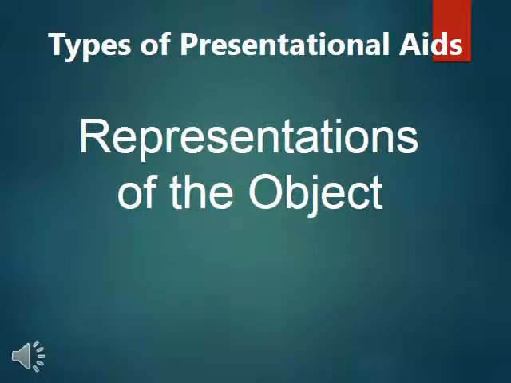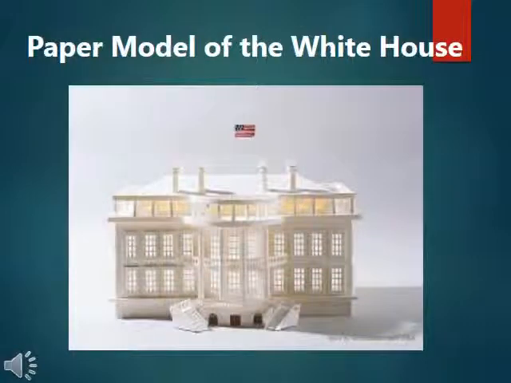If your speech covers objects too large to bring with you, a representation of the object is useful. For a speech about the White House, a paper model will do nicely. This is a photograph of a model of the White House. If you are using the model itself, the audience could view it up close after the speech from different angles.